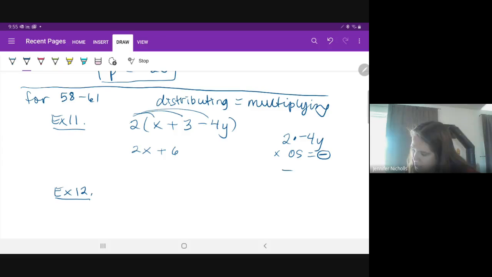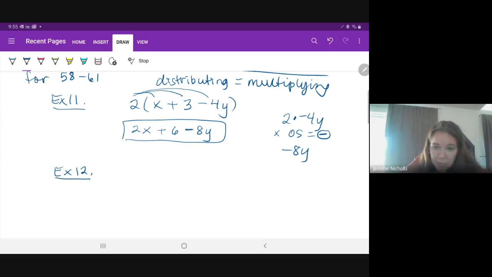So that's negative 8, and it is y. And usually people will just put negative 8y like this, and the negative is kind of in front of that one. Okay, that one looks good. Okay, so that is the answer. That's distributing.